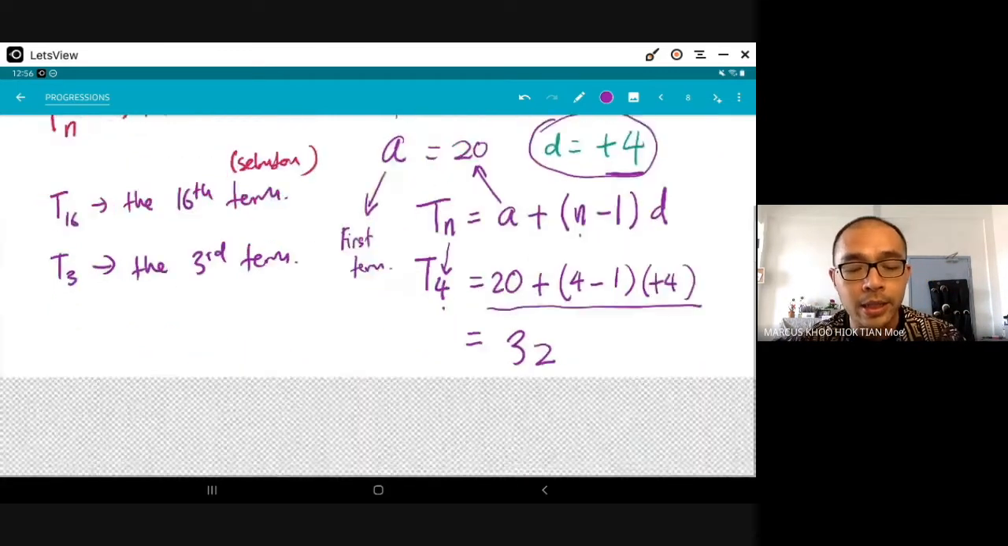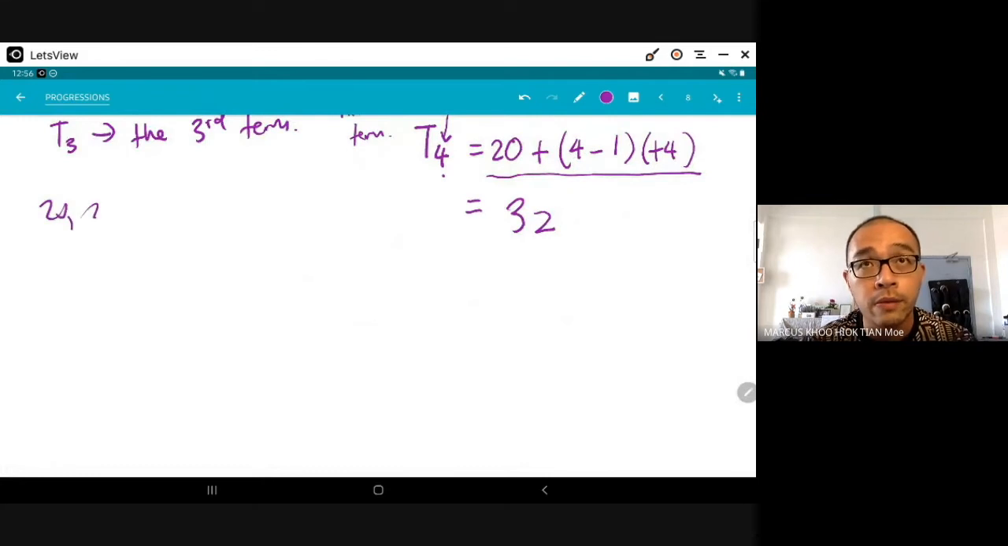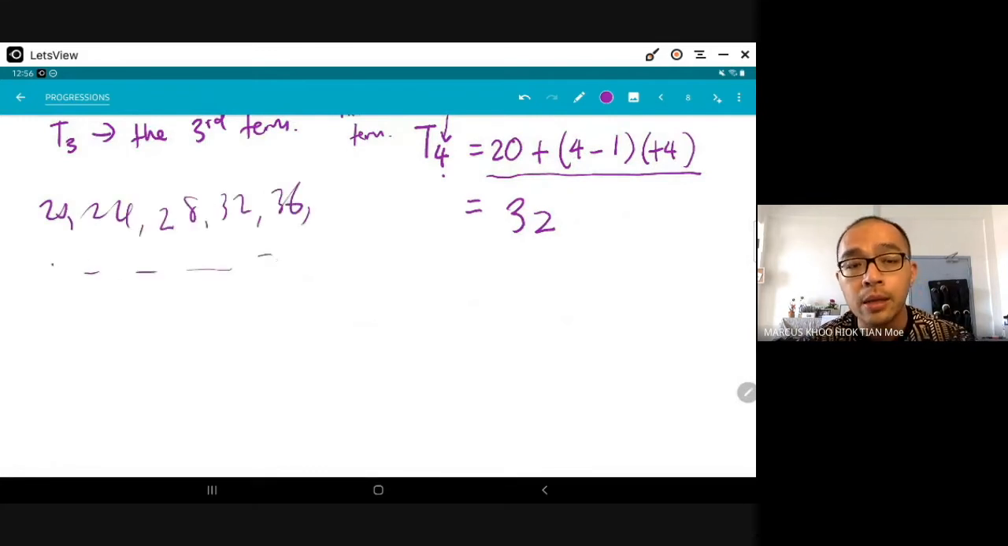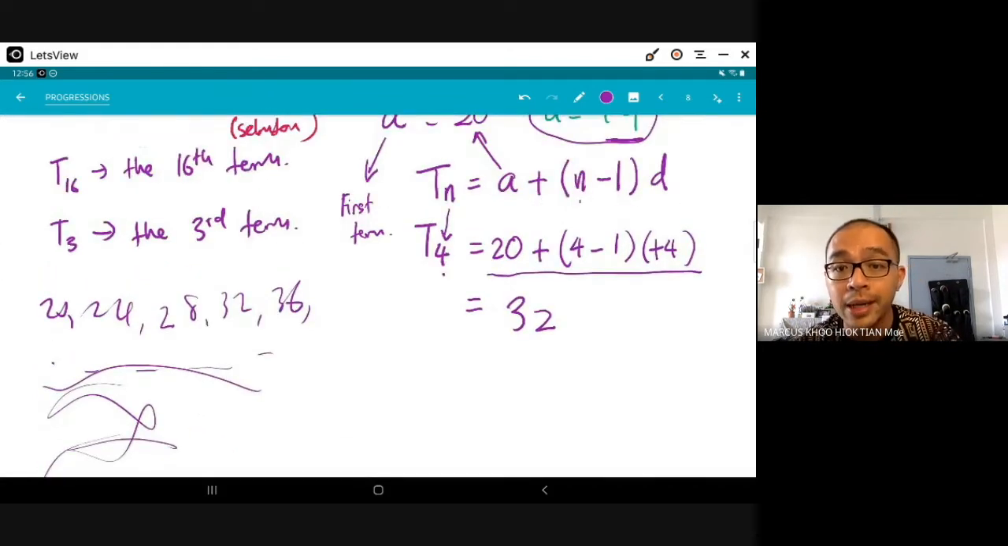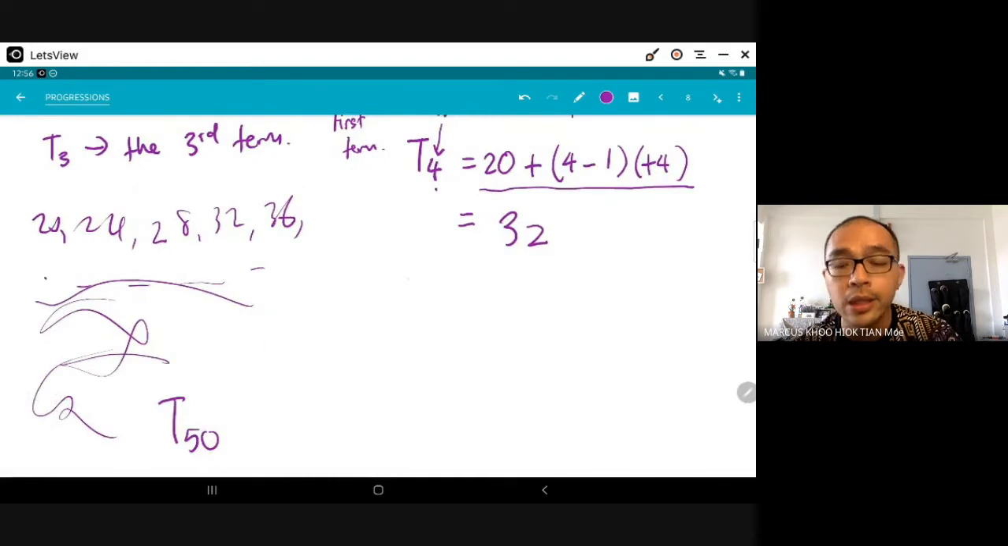Tidak payahlah kita senaraikan okay, 20, 24, 28, 32, 36 sampailah macam mana kalau saya mau kamu cari T50, find the 50th term. Wah, kamu mau senaraikan sampai apa-apa, punyalah panjang kan. That's why we use this shortcut. Okay, we use this formula to find T50. Okay, why don't kita try lah. Mari kita cuba cari T50.